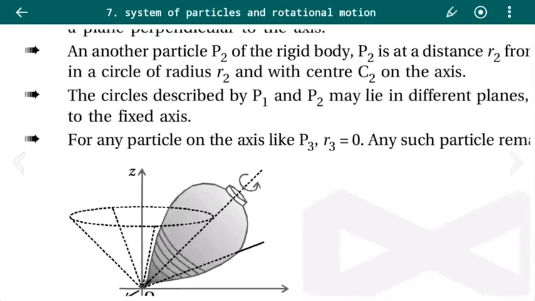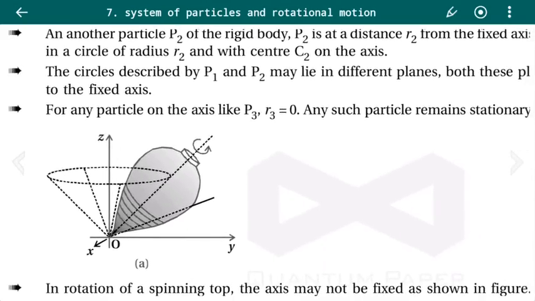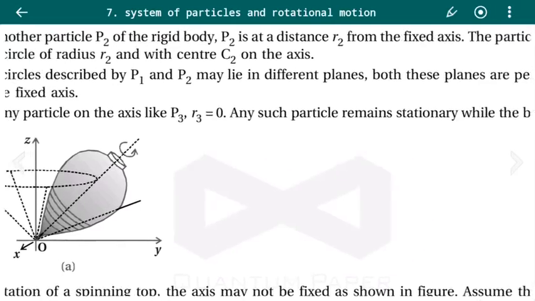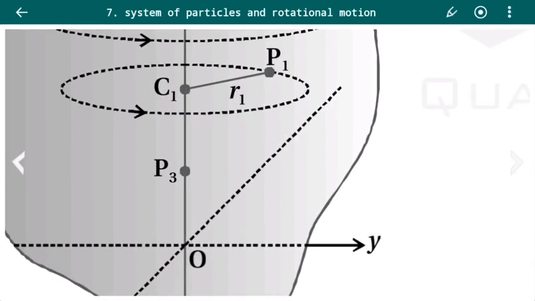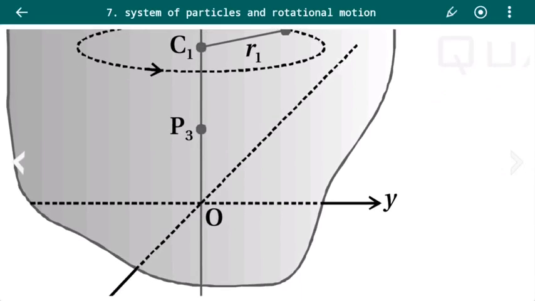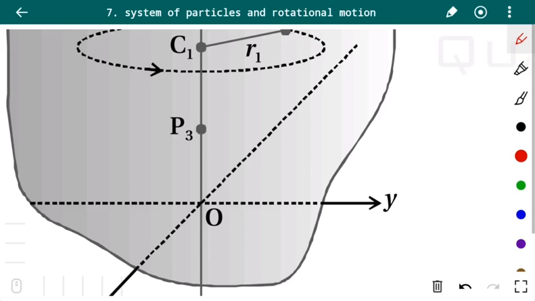For any particle on the axis like P3, r3 equals 0, and any such particle remains stationary while the body rotates. So if we choose any particle on the rotational axis itself, the distance is 0, because the particle is on the rotational axis itself. So it will have 0 velocity, that is, it is stationary. As we go farther away from the rotational axis, the particles have greater velocity, its velocity increases.